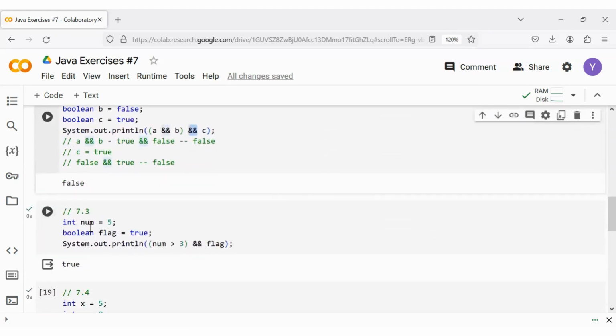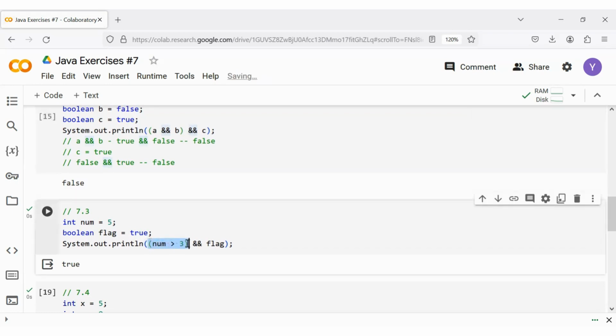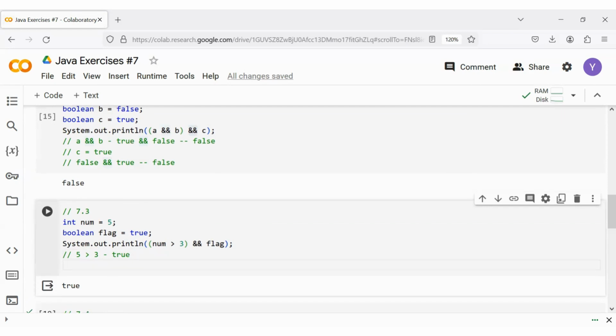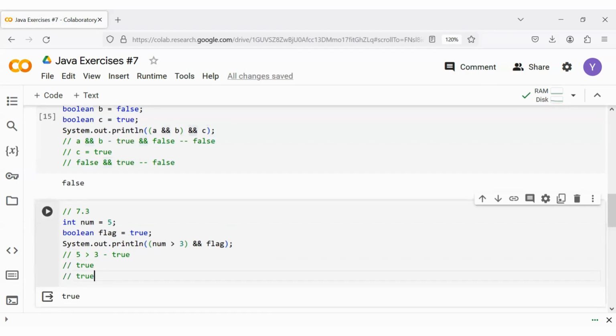7.3, integer number is equal to 5, then I have another variable with the data type Boolean, initialized as true. So let's look into the first expression here. It says number is greater than 3. My number is 5, and 5 is greater than 3, so in this case, this is true. And I have an AND operator, but before we look into that, let's look into flag. Flag here, the value is true. So I have true and true, because remember, there's an AND operator here. So of course, in this case, I will get true.